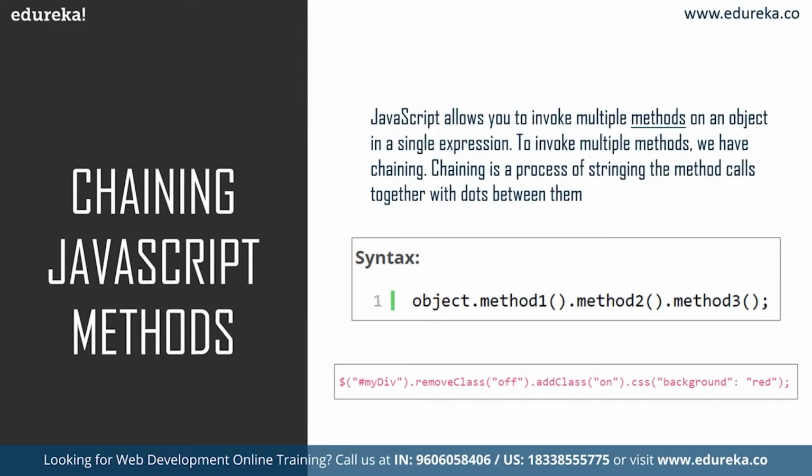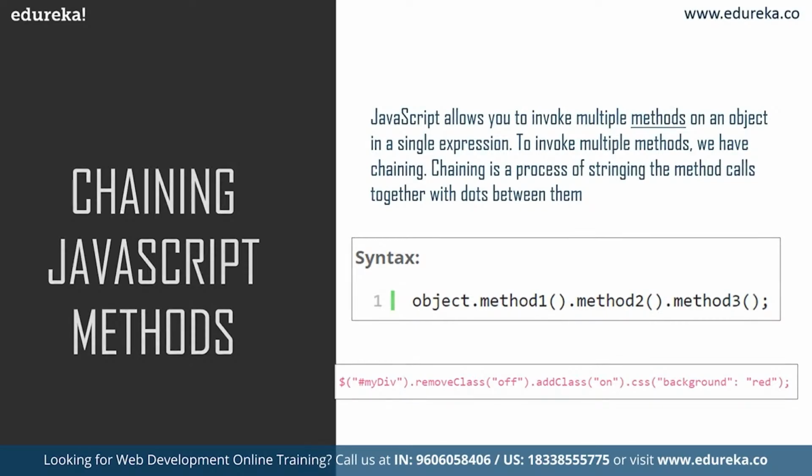So here is another way of how you can chain the jQuery selector methods: $removeClassOff.addClassOn, and then we have taken .css background equals red. So we are specifying a background color, add class on, and then removing the class off. So this is another way of doing it with the jQuery selector. So this was about chaining.